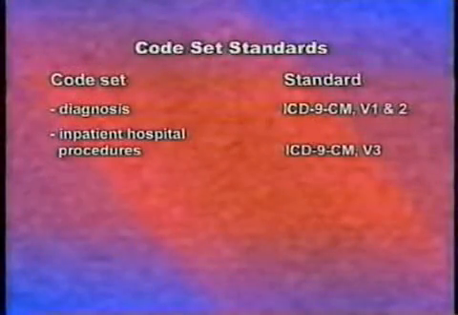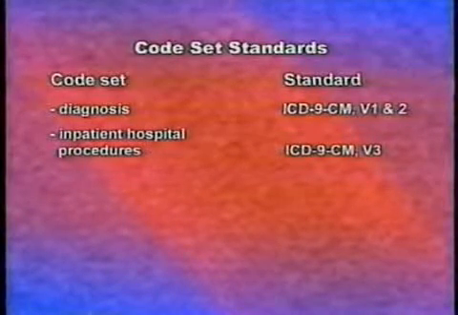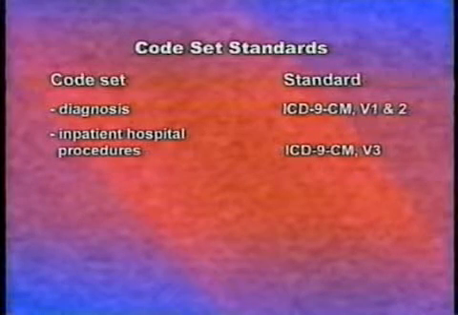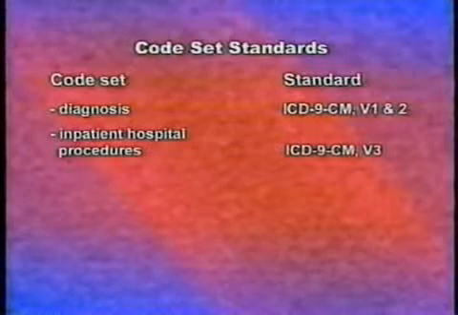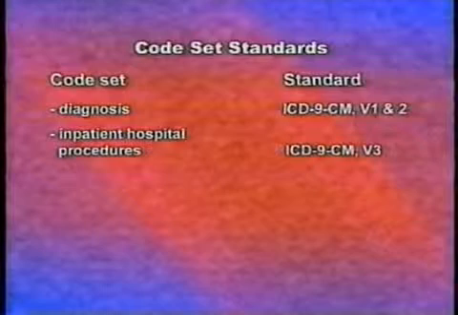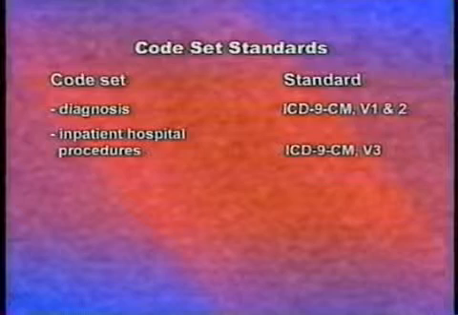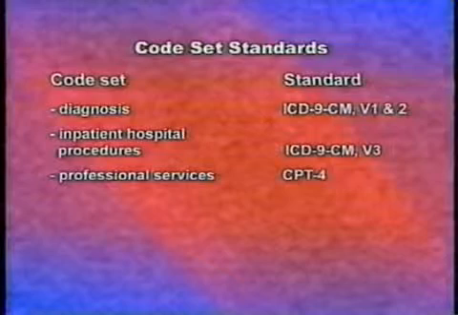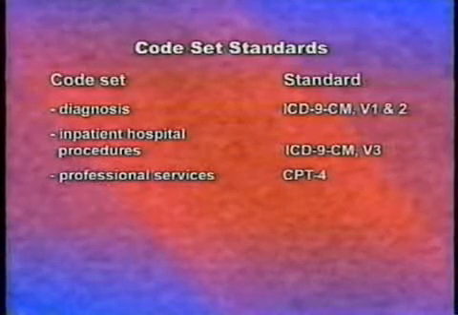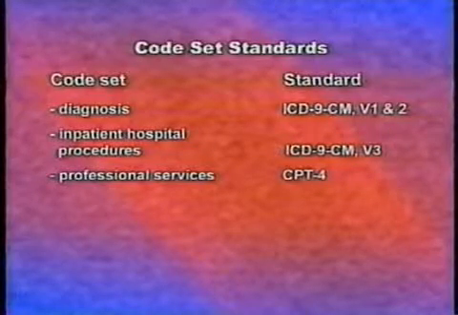In addition to standard transactions, the HIPAA regulation also requires the use of standard code sets. Here are the code sets adopted in the final rule. For diagnosis and procedure codes, HIPAA adopted ICD-9-CM. That stands for International Classification of Diseases, 9th Revision, Clinical Modification. Versions 1 and 2 are maintained by the Centers for Disease Control in DHHS, while version 3 is maintained by CMS. For services provided by physicians and other professionals, CPT-4 was adopted. CPT stands for Current Procedure Terminology and is maintained and copyrighted by the American Medical Association.